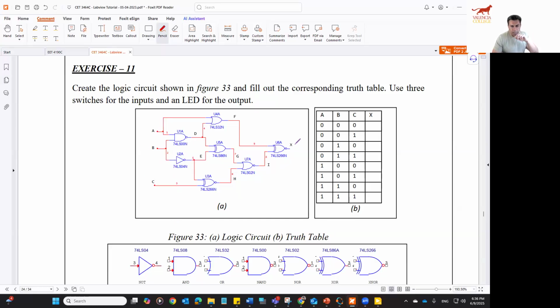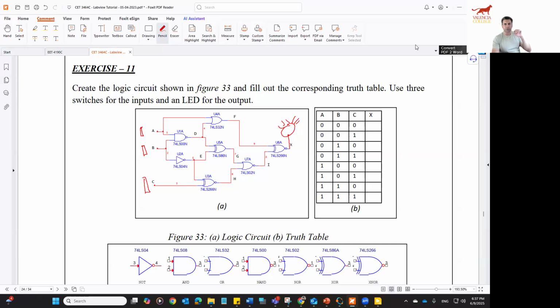And an output LED, which is X. So that's your front panel. In the front panel, you have the toggle switch or whatever switch. So this is toggle switch A, toggle switch B, and toggle switch C. And then you have an LED for X. And you can see the truth table.